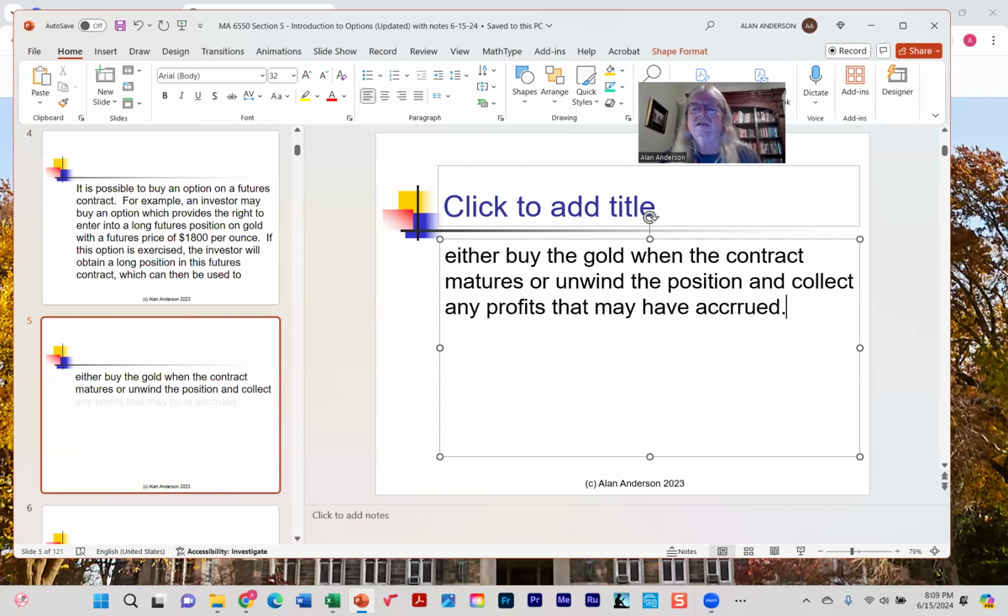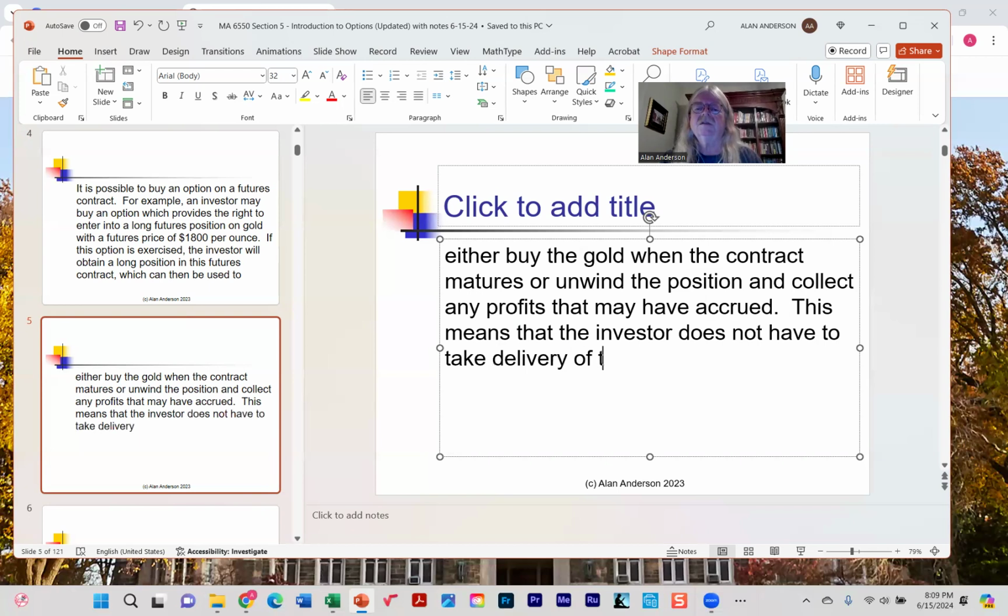Now, the advantage of this means that the investor does not have to take delivery of the gold in order to realize any profits. So it's a way of avoiding the requirement that you must buy the gold. If you buy an option directly on the gold, that means if you exercise your option, you're going to actually buy the gold at the price that's been specified and take delivery of it. That may not be what you want. If you're a gold dealer, for example, that works out just fine. I mean, all you're really doing is locking in a price.